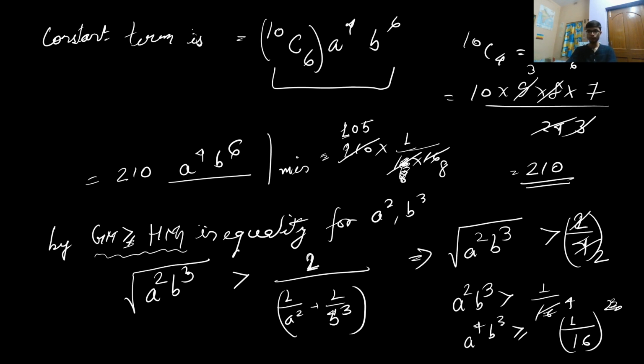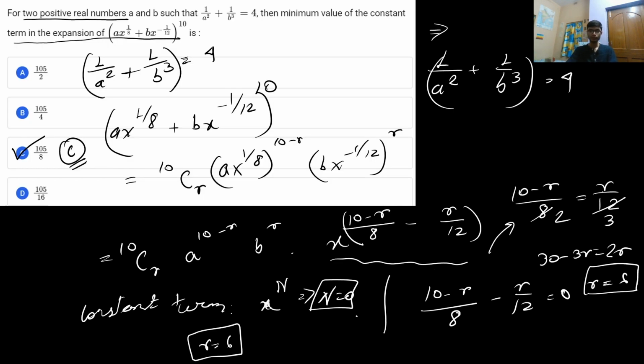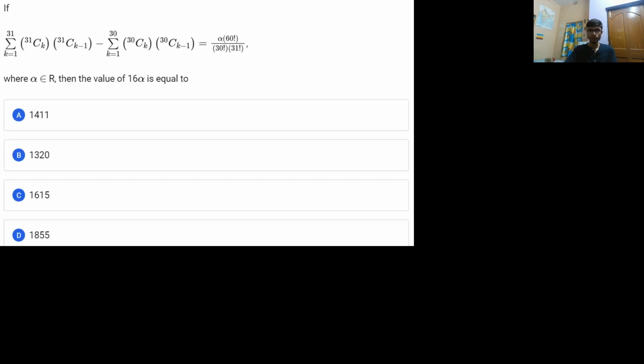So this will be greater than or equal to 105 by 8, that means the minimum value of the constant term of this particular expansion is equal to 105 by 8. So I hope this particular problem is clear. Now let us move to the seventh problem. Now this is again a very simple problem.